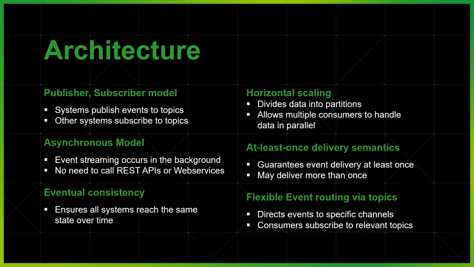Horizontal scaling. Horizontal scaling in event streaming can be achieved by dividing data into partitions, or rather, logical channels. Each channel is processed independently, allowing multiple consumers to handle them in parallel. For example, a stream of financial data could be partitioned by region.